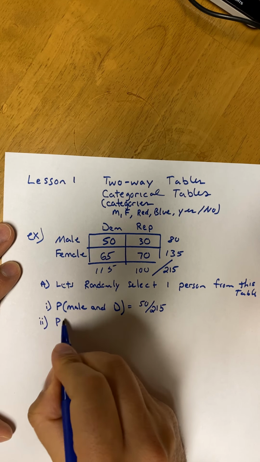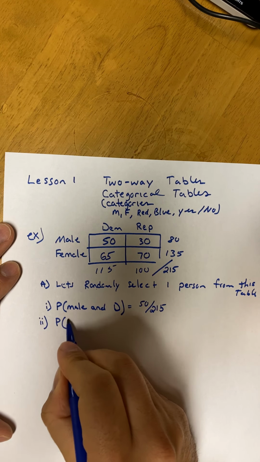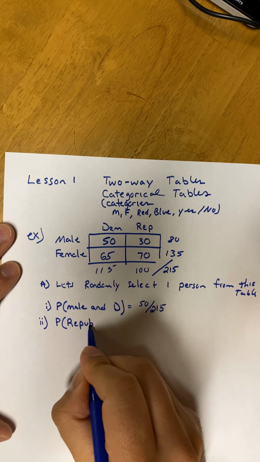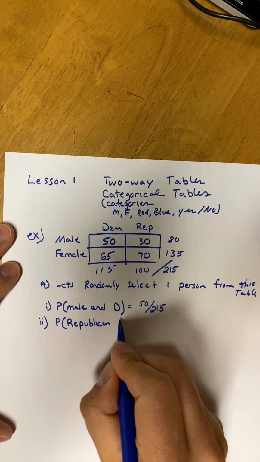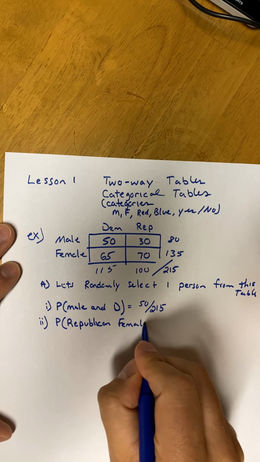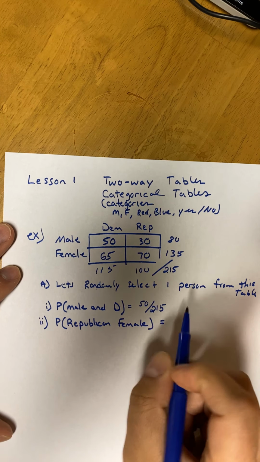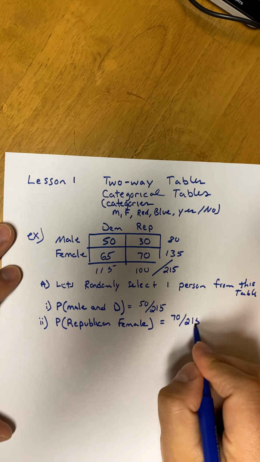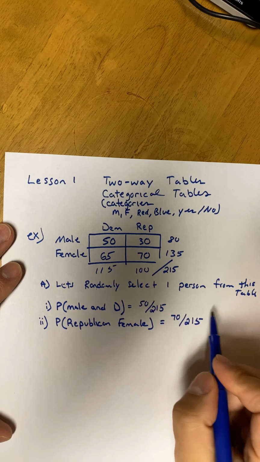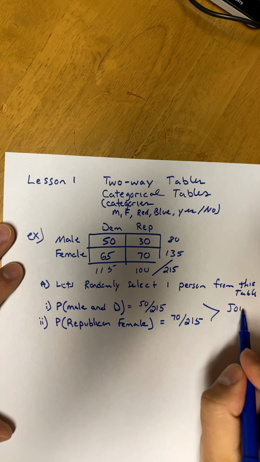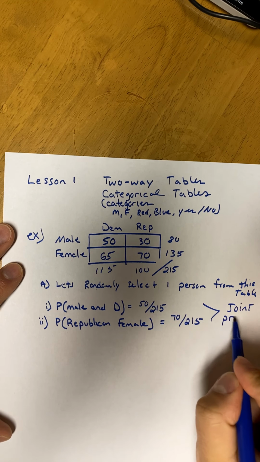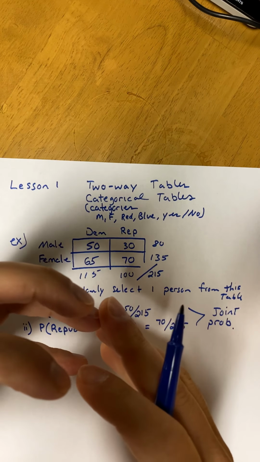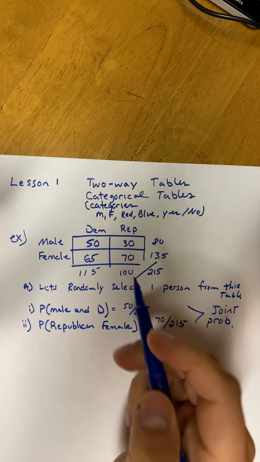If I said probability of a Republican female, that is 70 over 215. These types of questions are called joint probabilities. Joint probabilities, like where they are joining up. So it'll be like an individual cell.